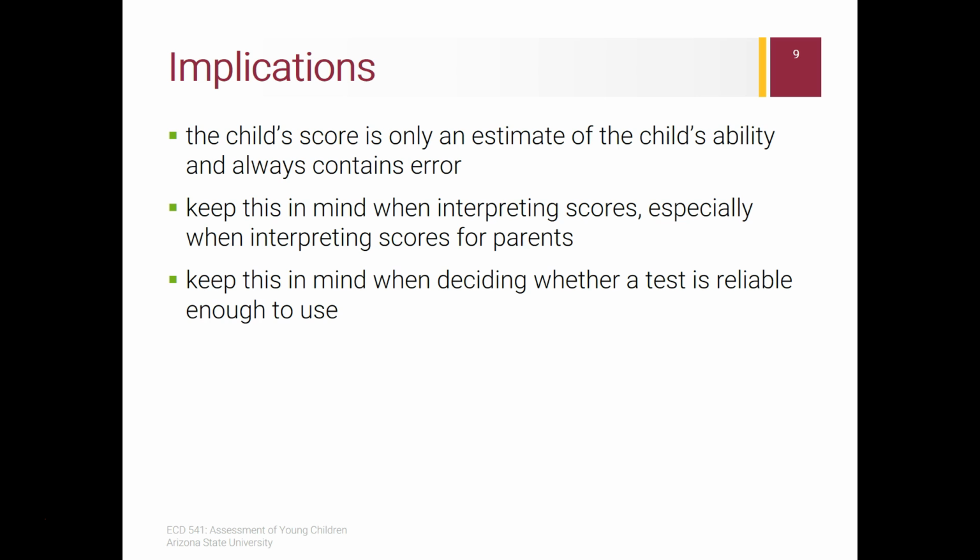We have to realize that concepts such as true score, CI, and SEM are part of a theory about measurement. Like all theories, they are a model of how the world operates, and they are not without error. Consequently, we need to recognize that the child's score is only an estimate of the child's ability and always contains error. We need to keep this in mind when interpreting scores, especially when interpreting scores for parents. We also need to keep this in mind when deciding whether a test is reliable enough to use.